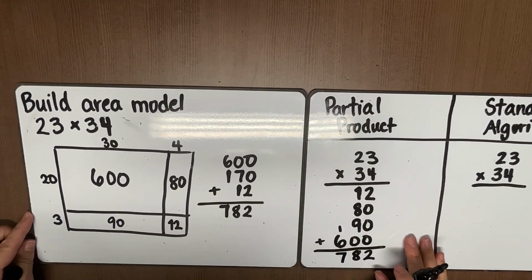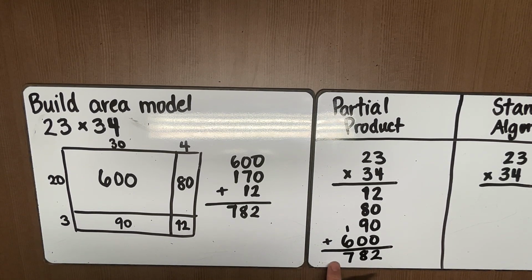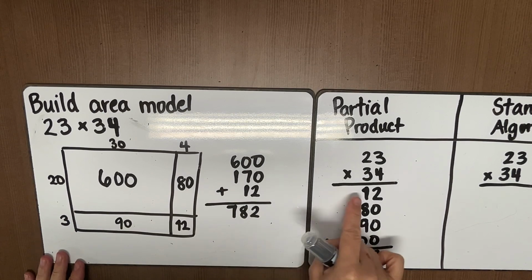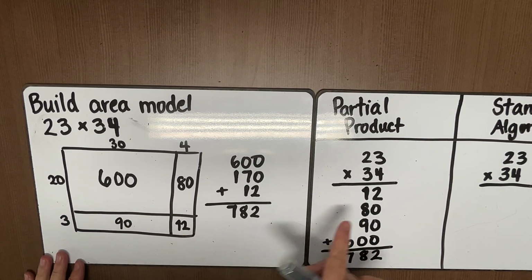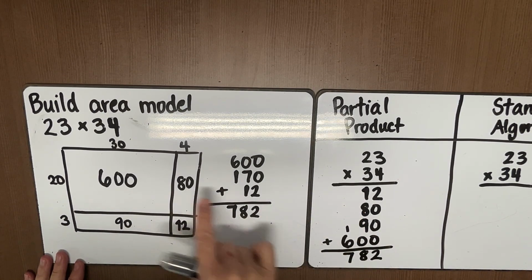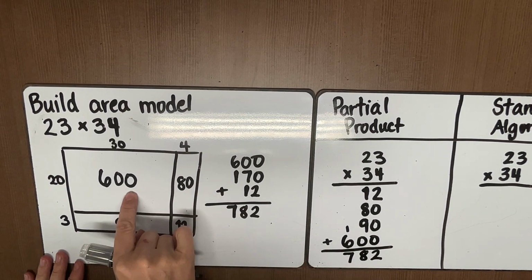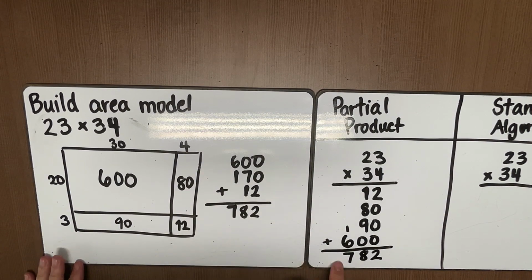What do you notice about the connection between partial product and our area model? Pause and discuss. You may have noticed that the partial product has the same parts as the area model. There's the 12 ones, the 80, the 90, and the 600. We added them up in both problems.